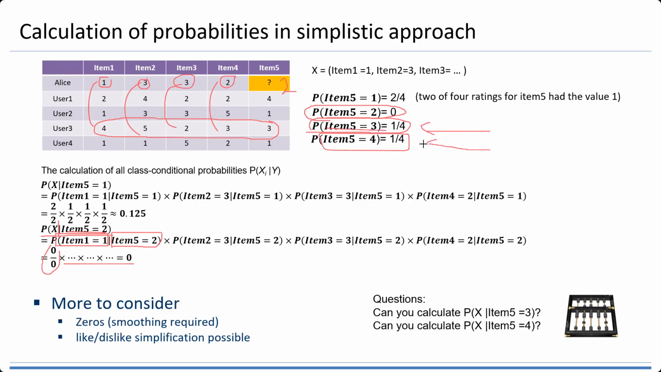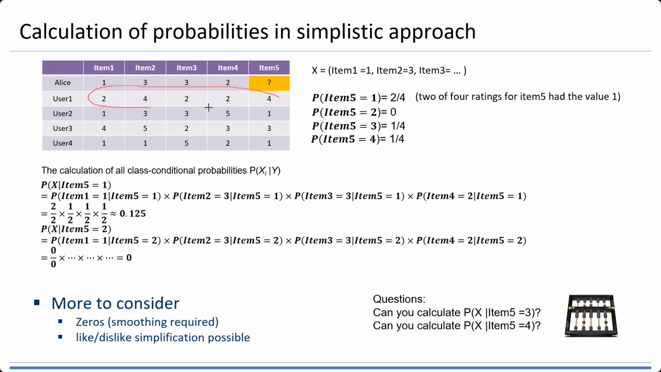Next, what is the probability of x given item 5 equals 4? When item 5 equals 4, it means this one. What is the probability that the item 1 equals 1? 0. What is the probability the item 2 equals 3? This is also 0. This is also 0. Okay, this is 1 out of 1 or 100%. However, the other is 0. 0, 0, 0, 0 multiplied by 1, of course, it will be 0.